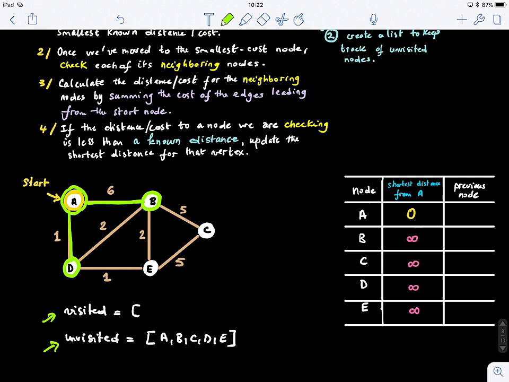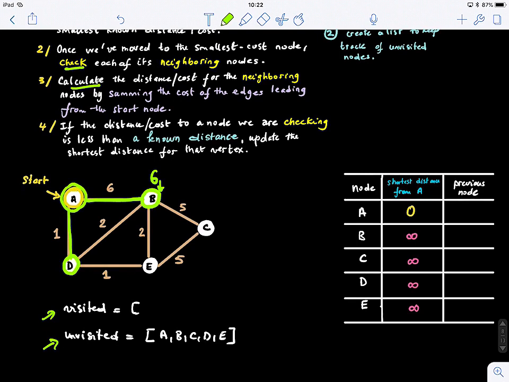Once I check them, I calculate the distance from the source initial node. The distance here is 6, so I can put 6. When I put it on top, it means this is the value that goes inside the node. And for this one, it's 1. Now I need to update my table. The table is very important. I look at B and D. They have infinity, so these are not small values, and I can replace them with the smaller values that I found. So 6, and the previous node that led me to the value 6 is A. Then for D, I have 1, and also A.